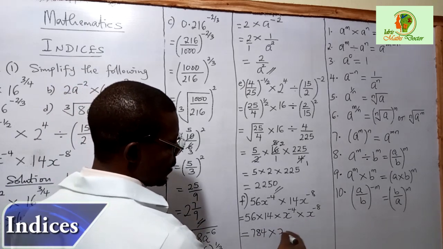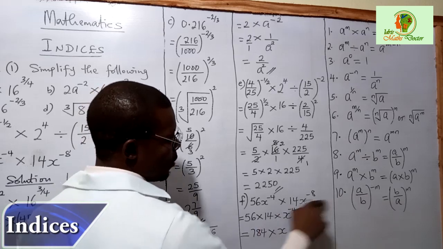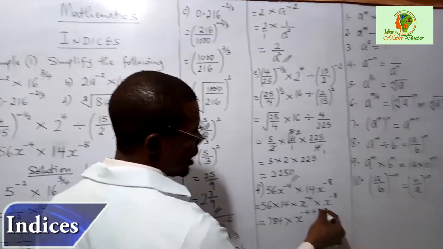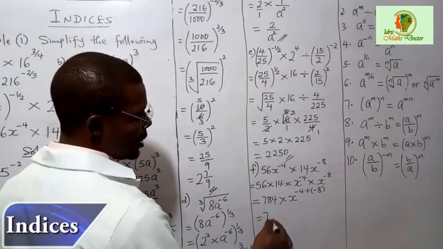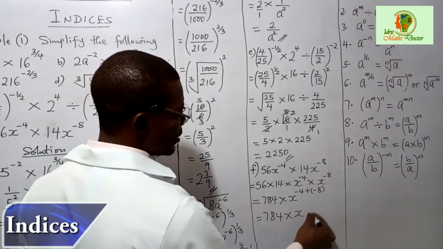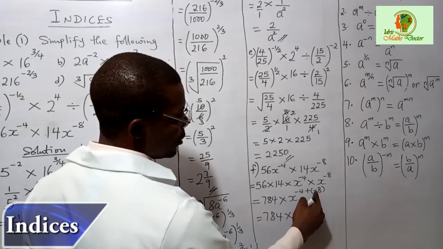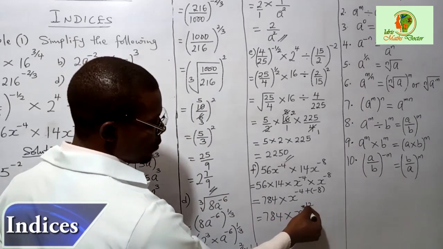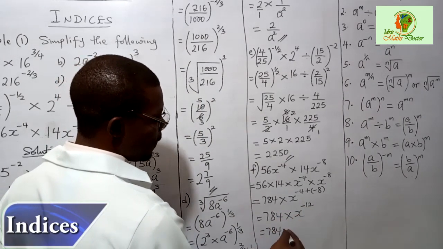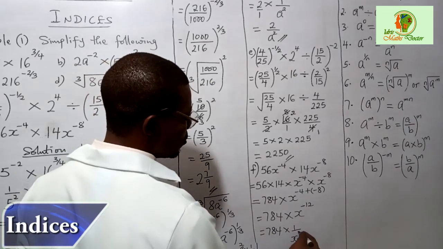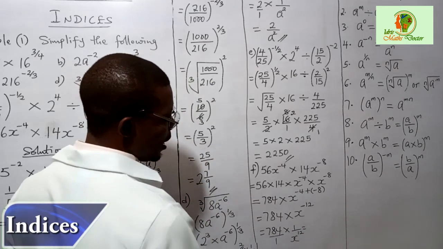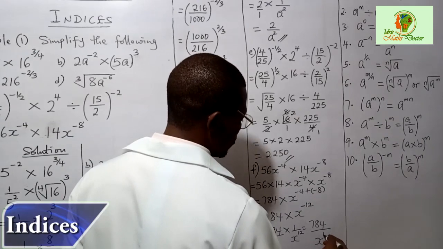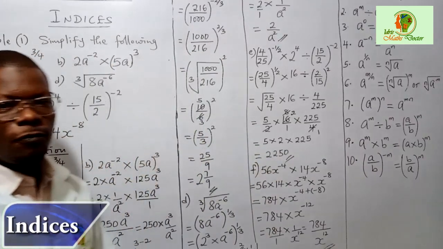What do you do? You pick one. And since the sign is multiplication, we are going to add minus 4 plus minus 8. Two signs don't come together in maths, so you introduce a bracket. 784 times x plus times minus will give us minus. So minus 4 minus 8 is minus 12. Removing this minus now will give us 784 times 1 all over x raised to the power 12. And if you make this over 1, you multiply. Our answer will be 784 all over x raised to the power 12. Please always differentiate the base from the power.